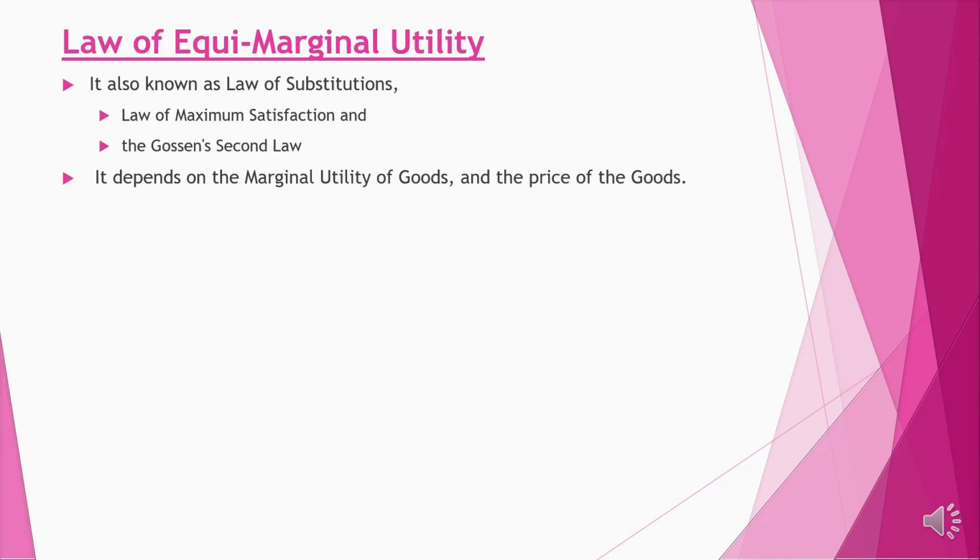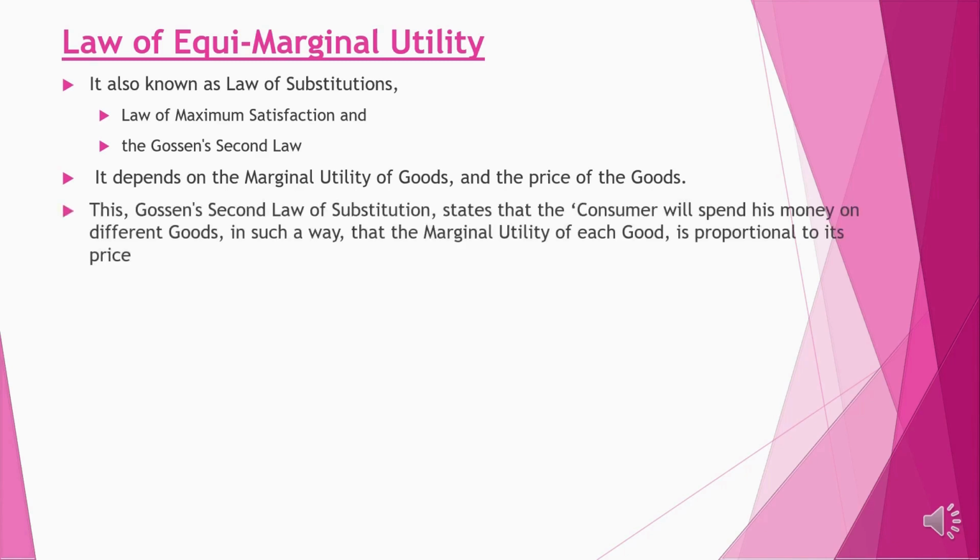The law of equi-marginal utility depends on the marginal utility of goods and the price of the goods. These two factors decide the behavior of a consumer. Gossen's second law of substitution states that the consumer will spend his money on different goods in such a way that the marginal utility of each good is proportional to its price.